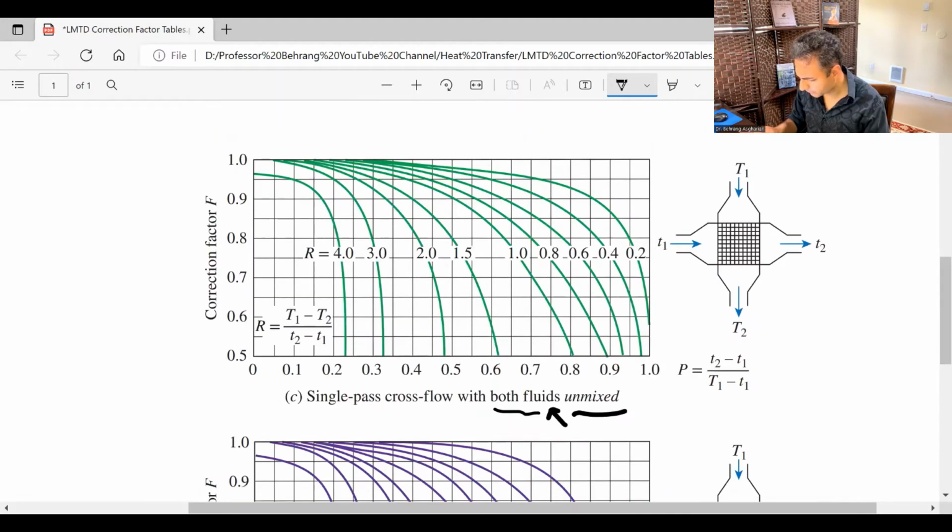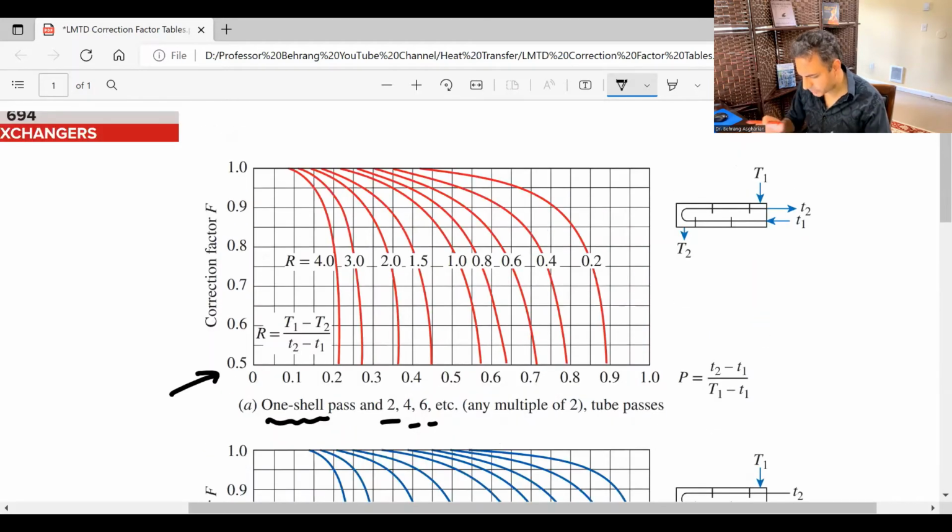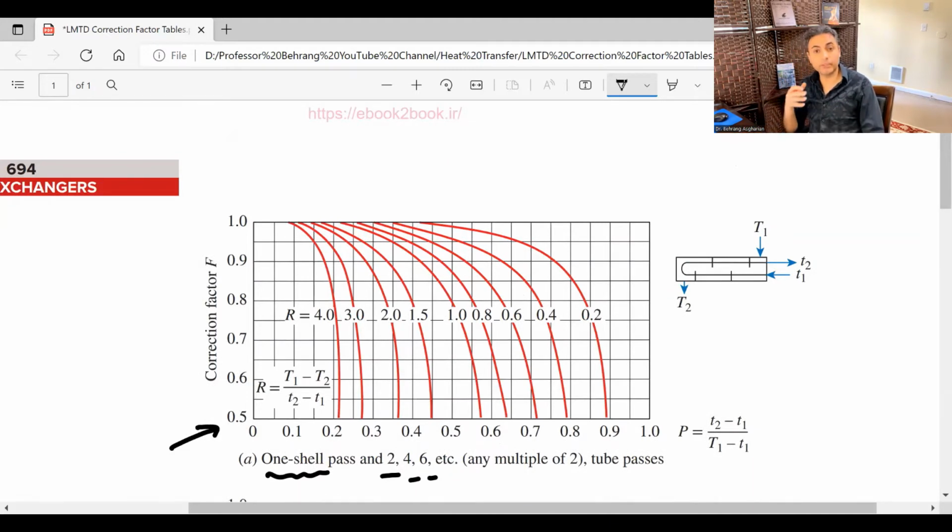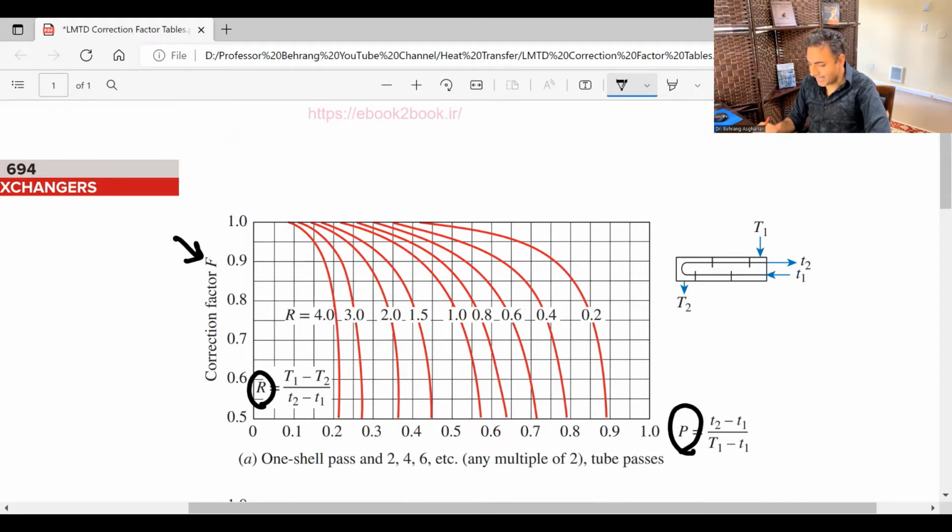So we have 4 graphs here, right? And these graphs give you the correction factor. How do I find the correction factor? Let's take a look at the process. This process requires us to calculate 2 parameters first. One of them is P, and one of them is R. P is the x-axis. And R is another parameter, these numbers that we can see here: R equals 4, 3, 2, 1.5, 1, whatever you can see on the graph. You calculate the x-axis P, and then you calculate R, and then you can find your curve.